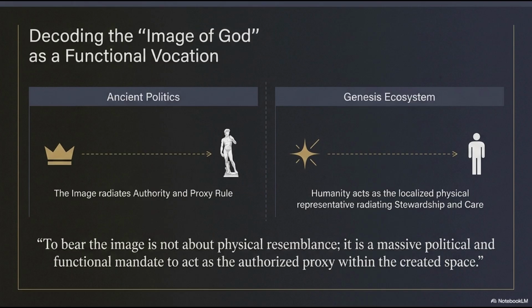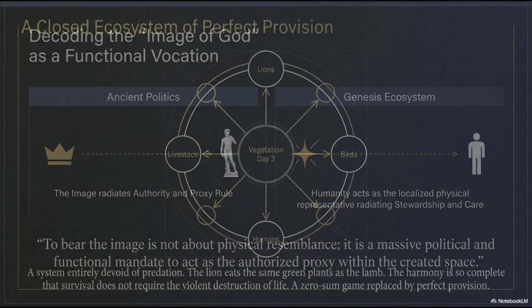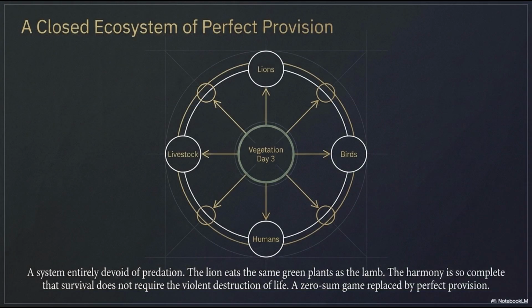Now, before we tackle the heavy weight of words like subdue and dominion, we have to look at a highly specific, often overlooked detail regarding the resources provided to execute this mandate. Oh, the diet. Yes. The text explicitly says to humanity, I have given you every plant yielding seed and every tree with seed in its fruit. You shall have them for food. And it goes even further. What about the animals? Right. God says to every beast, bird, and creeping thing, I have given every green plant for food.